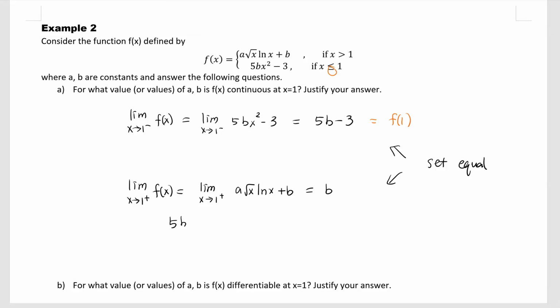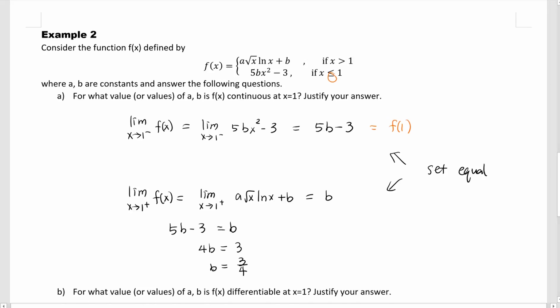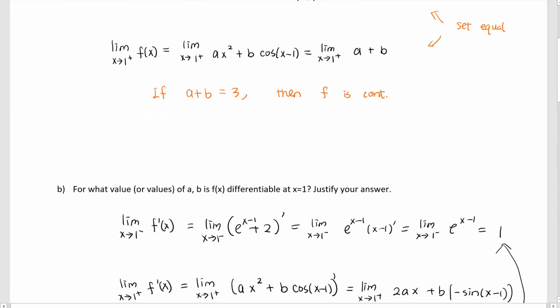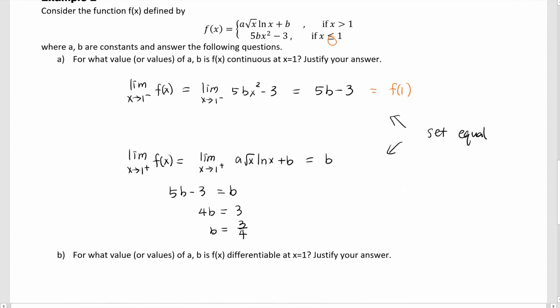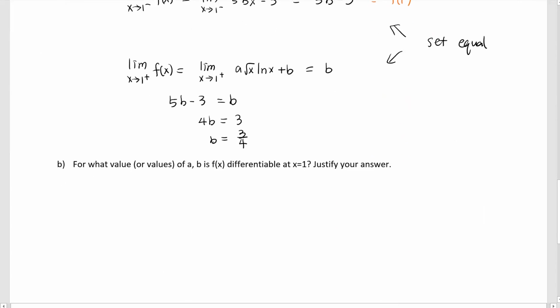So we have 5b minus 3 equals b. Subtract b on both sides. 4b, move the 3 over, is 3. So b equals 3 over 4. So sometimes you might get b is a number, but here a can be anything. And sometimes, like the previous problem, you don't get a number, you just get a relation among them. Okay? All right, so let's continue.